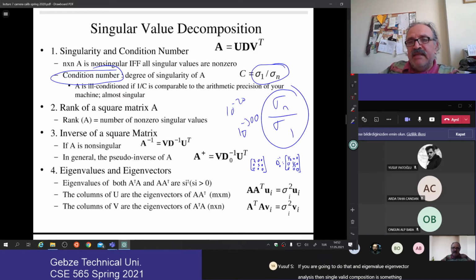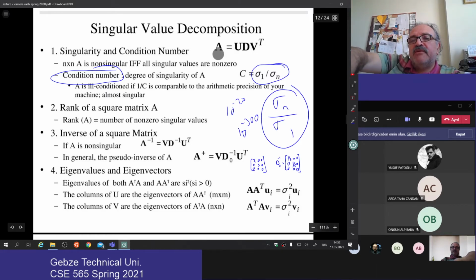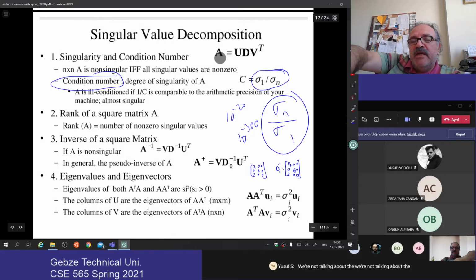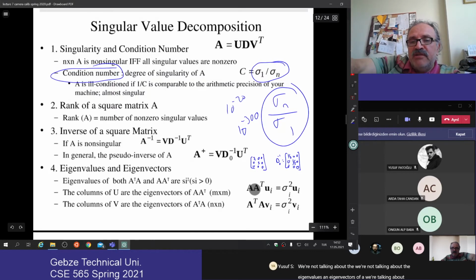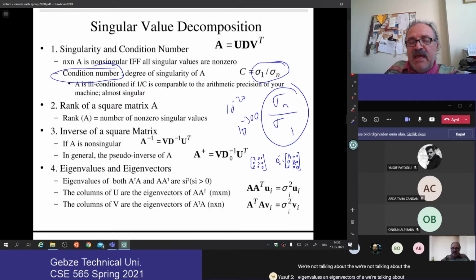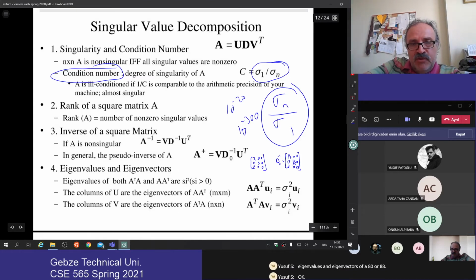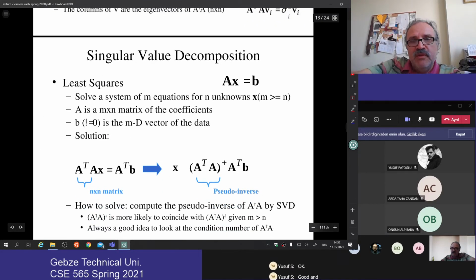But note that we are not talking about the eigenvalues and eigenvectors of A. We are talking about the eigenvalues and eigenvectors of AAT or ATA. Okay, good, and this is going to be useful for us too.